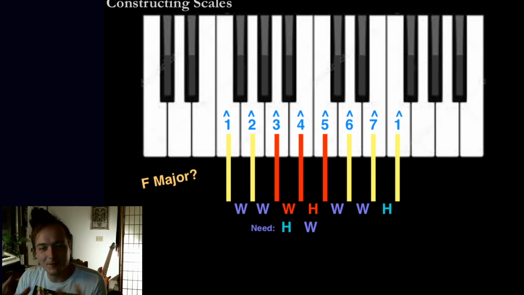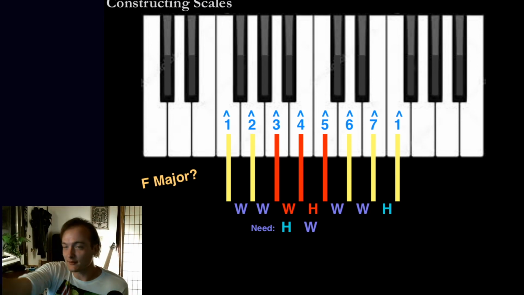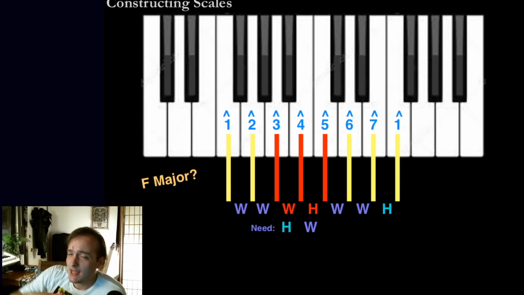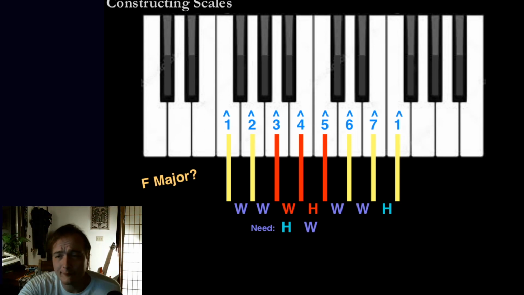We notice that the pattern breaks down now in a different spot. So for G major, it broke down at the scale degree 7 area. Now here in F major, it's breaking down at the scale degree 4 area. And where we need whole, whole, half, whole, whole, whole, half, what we have right now is whole, whole, whole, half, whole, whole, half. So something, again, is off and they're flipped.